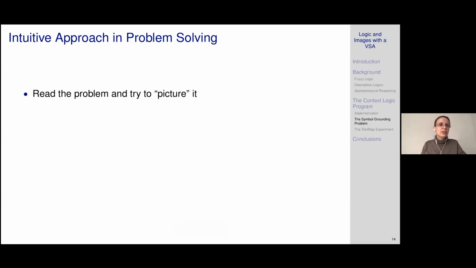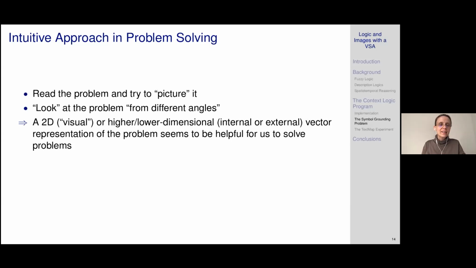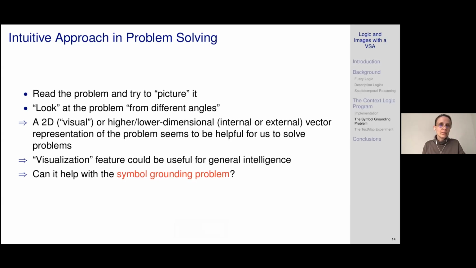So the intuitive approach in problem solving, if we think about it, what we're doing is we read the problem and try to picture it, or we look at the problem from different angles. It seems a 2D visual, or whatever, higher or lower dimensional, internal, sometimes also externalized vector representation, so a 2D vector space representation of the problem seems to be helpful to solve problems. Having such a visualization feature could be useful for general intelligence. And we can also ask whether it can help with the symbol grounding problem.